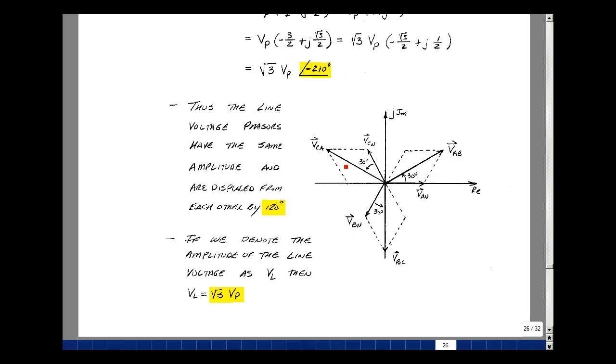So these line voltages are likewise shifted by 120 degrees. Their lengths are the square root of 3 longer than the phase voltages. And they also form a vector sum that's equal to 0.